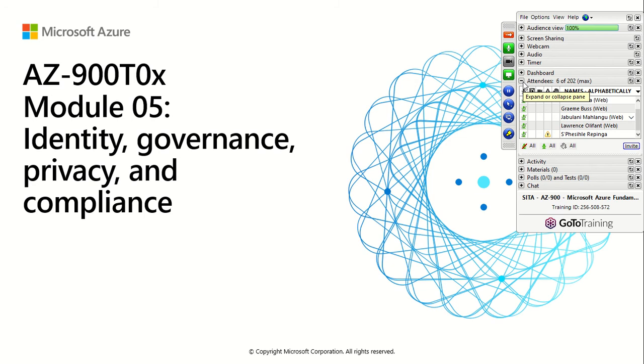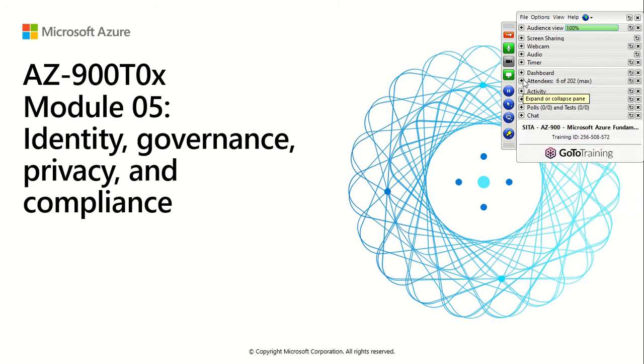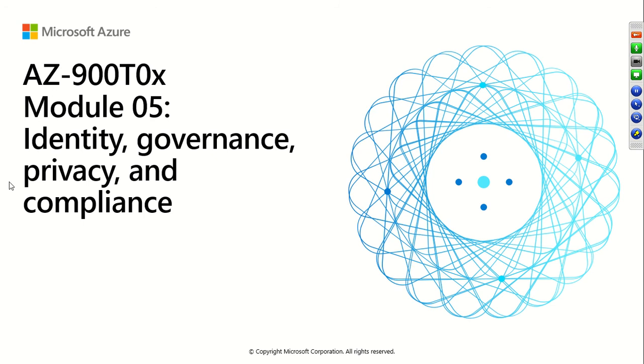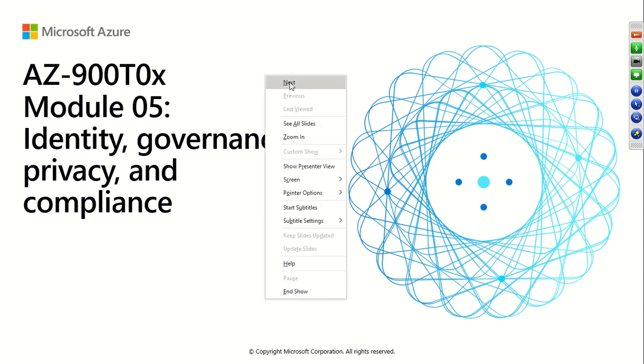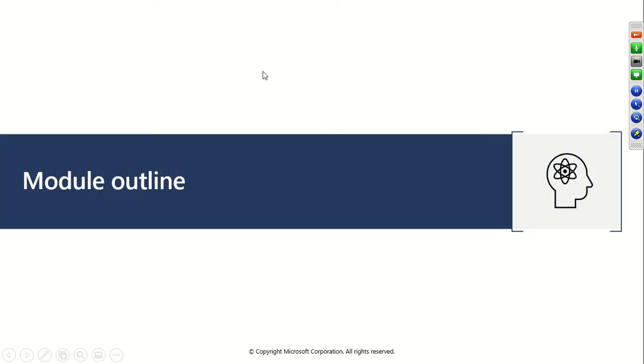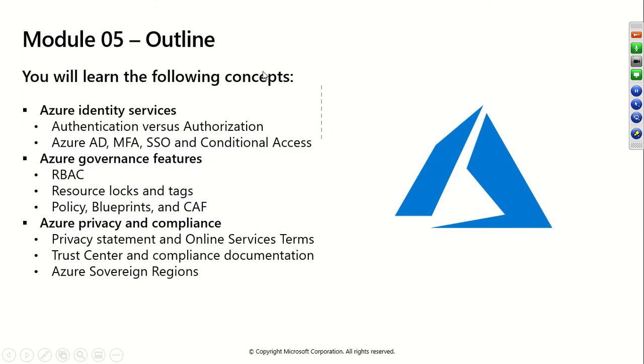All right, thank you. Okay, lesson 5, second to the last one. This module deals with identity, governance, privacy, and compliance. Identity, governance, privacy, and compliance. So, what is the outline? Here we want to look at what the identity services are. That is, what are the services provided by Azure to identify users and services that want to connect.